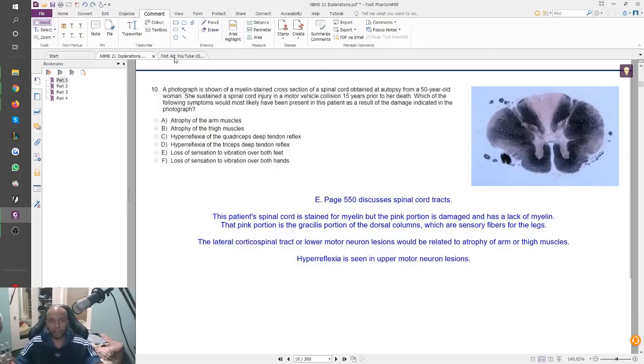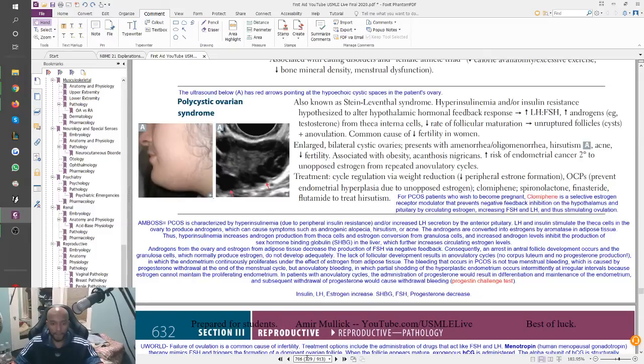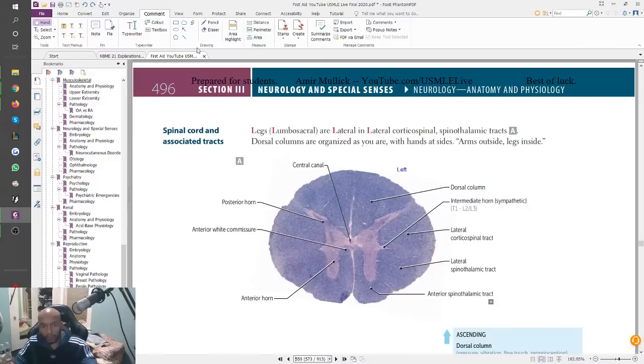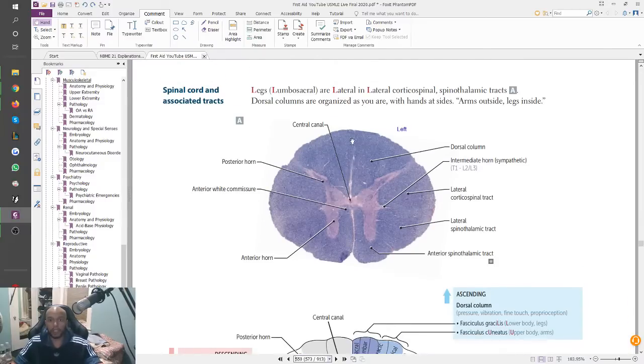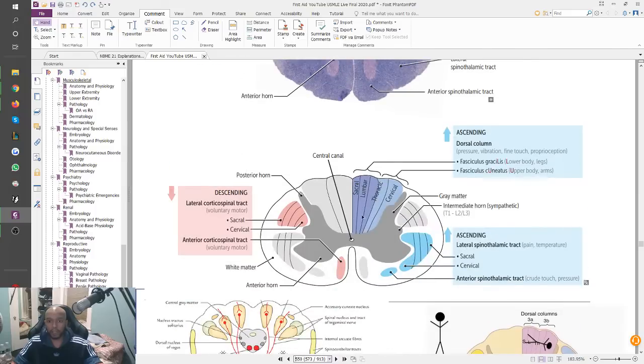So let's take a look at page 550. A very straightforward question. They didn't even really pick on spinal thalamic versus any other section. So this is how it normally looks. You see how everything is stained? Right? This place is white in that picture. And that is your, obviously your dorsal column, ascending, sensory, and specifically they were looking at the gracilis, which is for your legs. Cuneatus is for your upper body and arms, right?